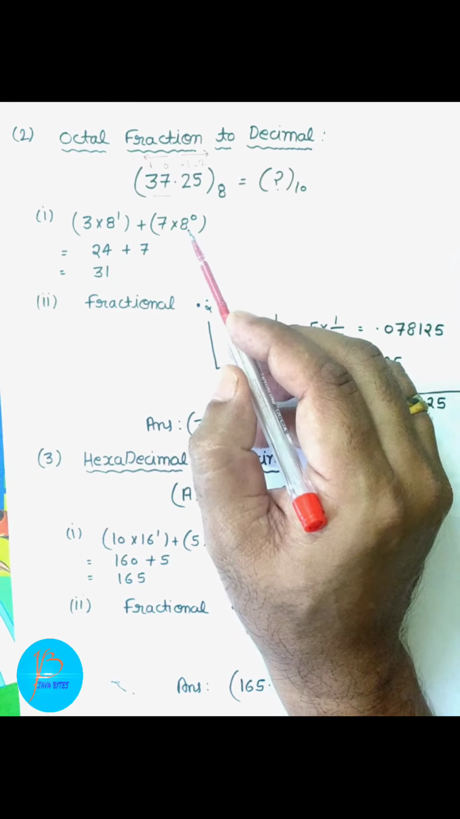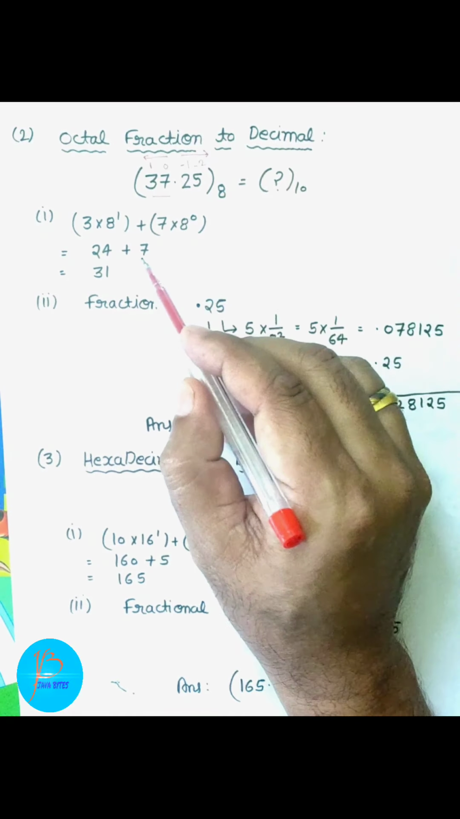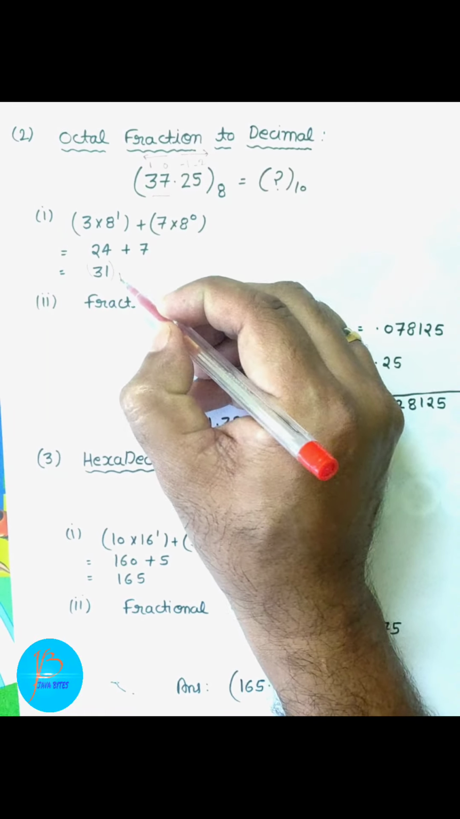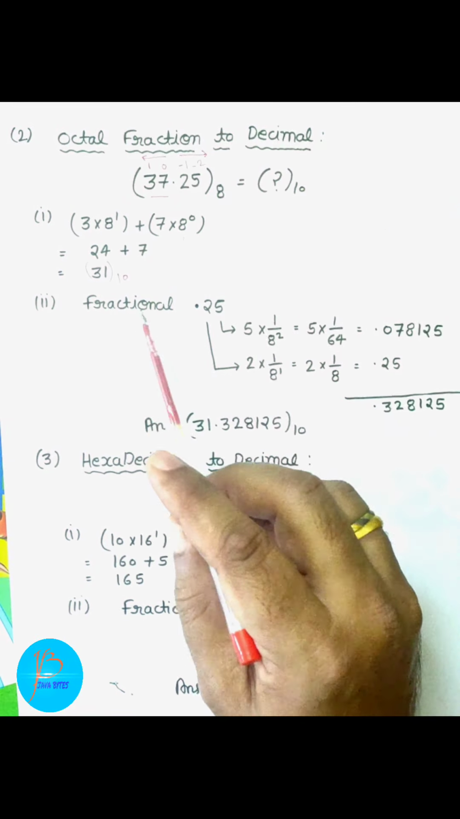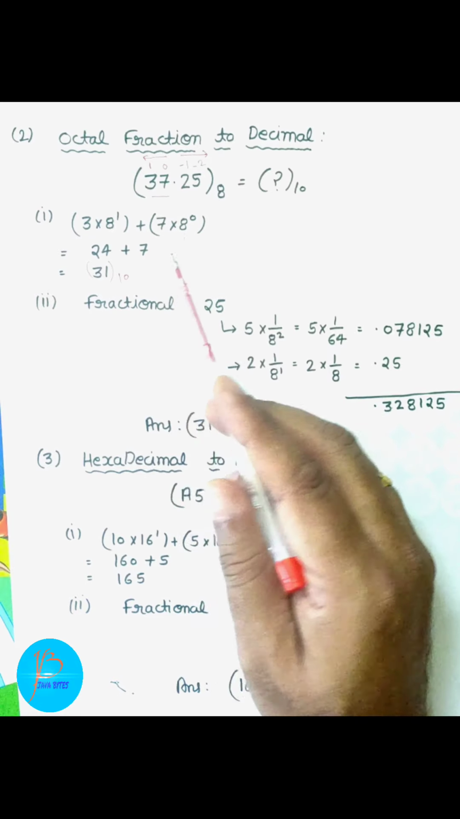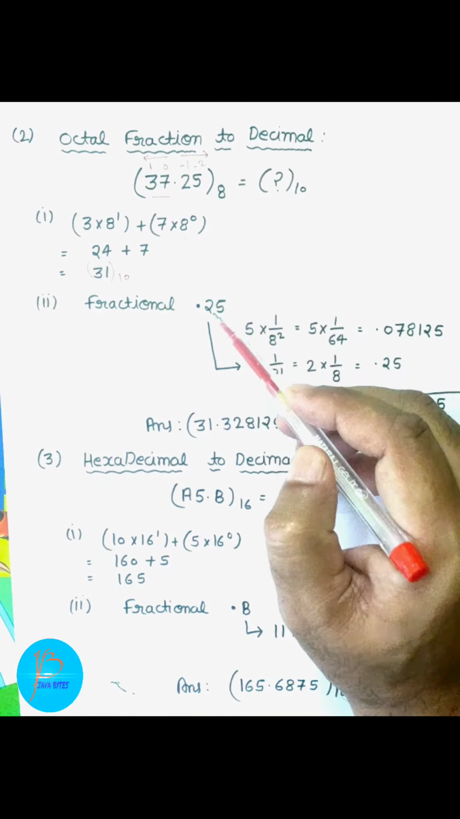8 raised to the 0, you know that it is 1, so 7 into 1 is 7, so 24 plus 7, your answer will appear as 31 on the base 10. Okay children, so it is the process for your first part, means for the integer part. After that children, now we have to solve its fractional part which is given as 0.25.